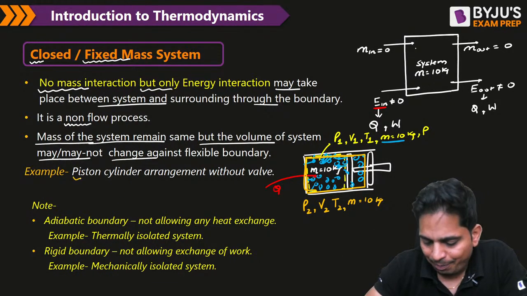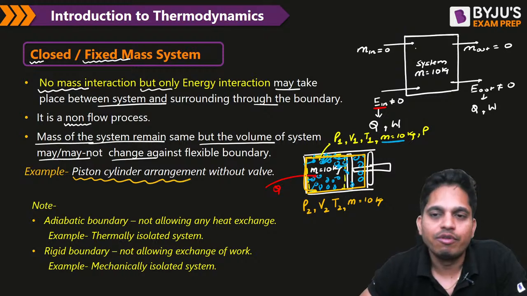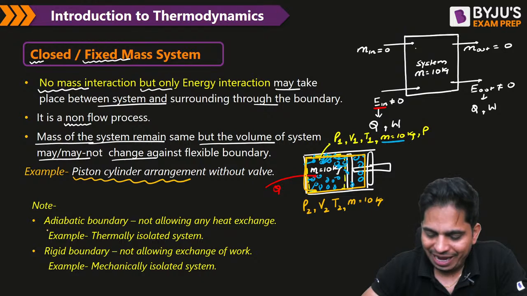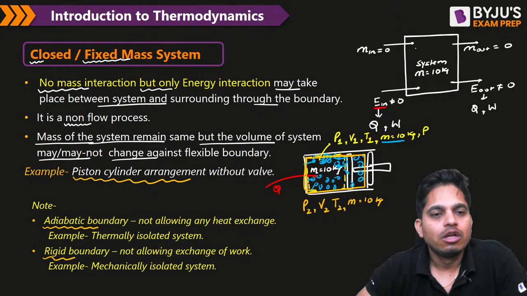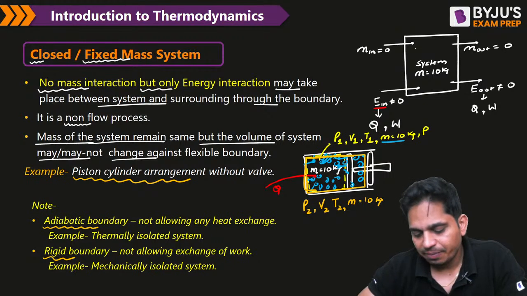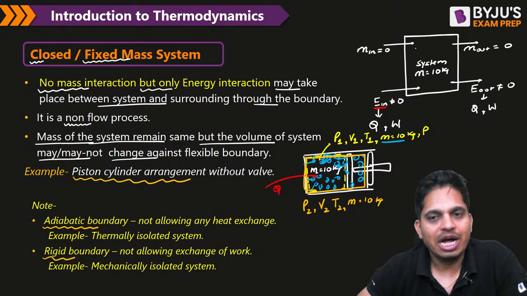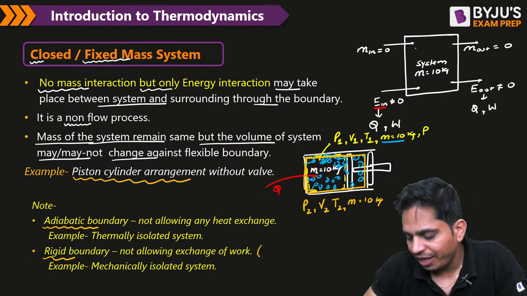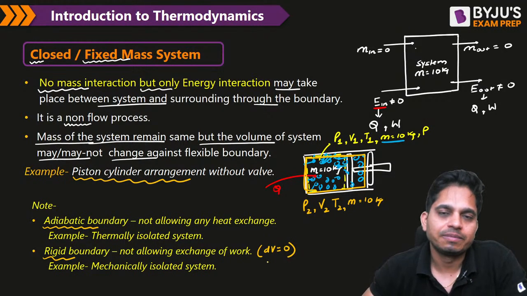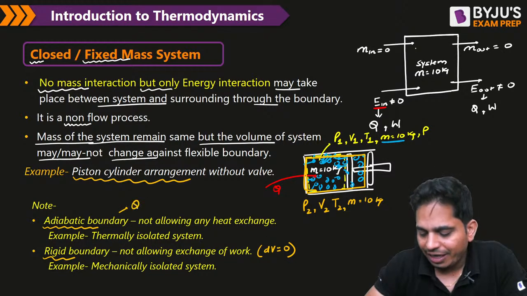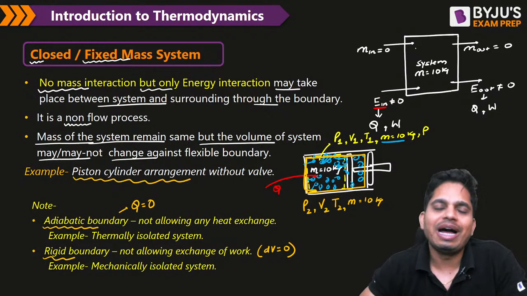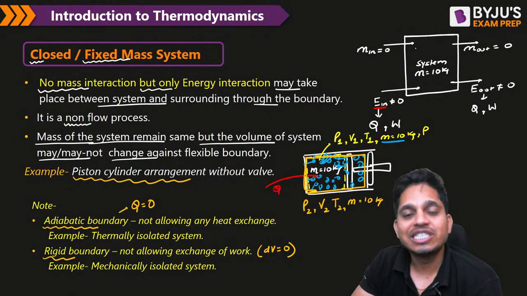Now what is the example? Piston cylinder arrangement without valve. Now we can have adiabatic boundary and rigid boundary. Rigid boundary is a boundary that cannot move. So for a rigid boundary, change in volume is always equal to 0. Volume cannot change. And for adiabatic, heat transfer is always 0. I am just giving you some terms, but we will study that in very detail.